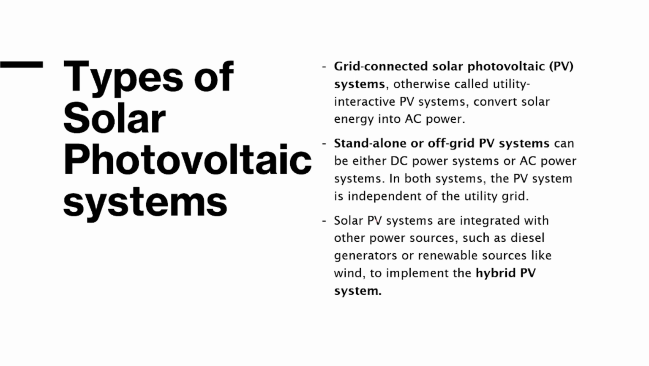Types of solar photovoltaic systems. Mainly speaking, there are three types of solar photovoltaic systems. The first one is the grid connected solar photovoltaic system, otherwise called utility interactive PV system, which converts solar energy directly into AC. Next, standalone or off-grid PV systems can be either DC power systems or AC power systems. In both systems, the PV system is independent of the utility grid. And the third one, the solar PV systems are integrated together with other power sources such as diesel generators or renewable sources like wind to implement a hybrid PV system. So we'll look into each one of them one by one to have a better understanding.